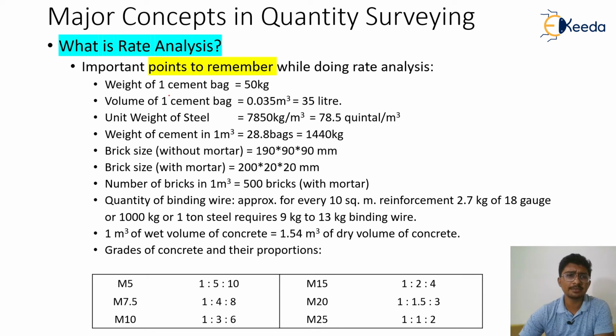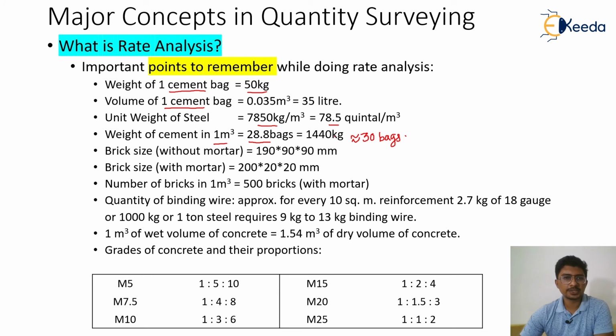Most of us know already, but I'll just read out these points. The weight of one cement bag is nearly 50 kg. The volume of one cement bag is 0.035 meter cube or 35 liters. Then the unit weight of steel is equal to 7850 kg per meter cube or 78.5 quintal per meter cube. The amount of cement in 1 meter cube is equal to 28.8 bags. So nearly this is taken as 29 or 30 bags for practical purposes.